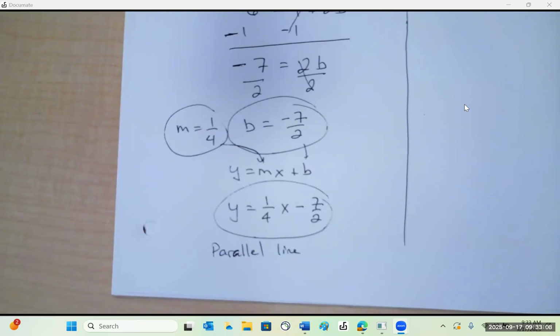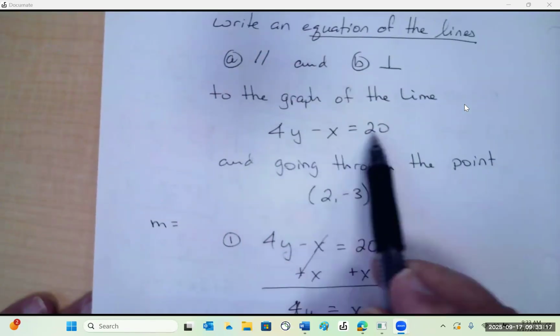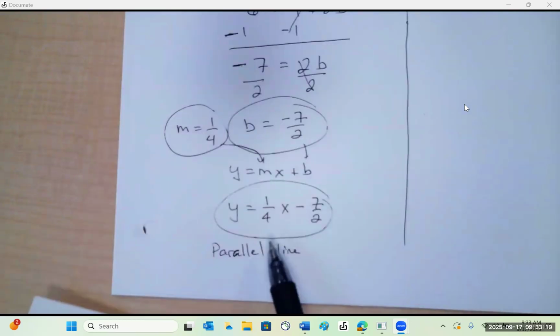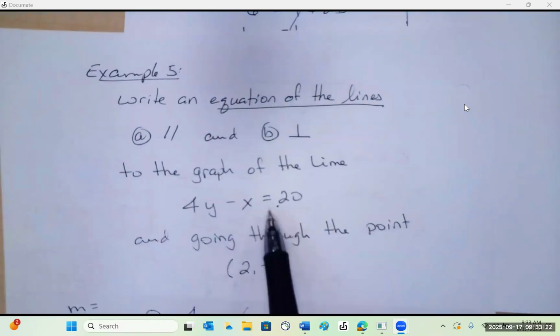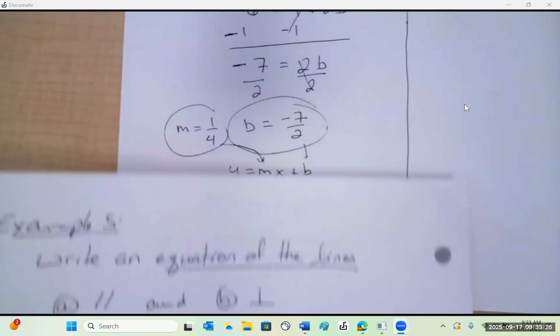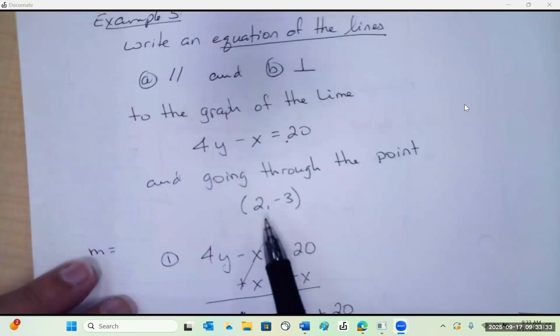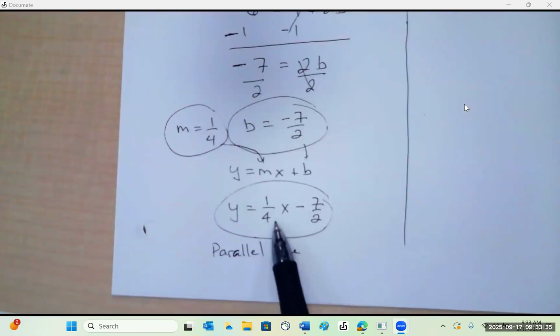You're saying this is parallel to the 1/4 x plus 5? Yeah, no, that's parallel to this one. This is the original line. This line here is parallel to that one. And it goes to this point. How do we know that this point is on this line? We'll check that in a second.